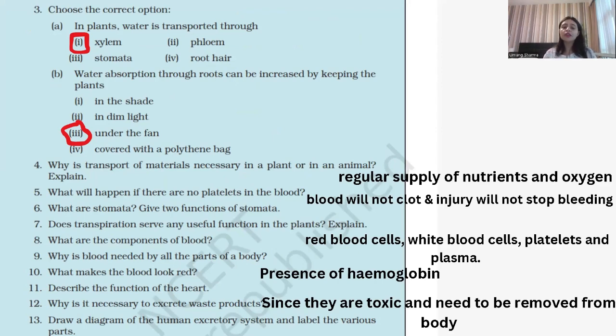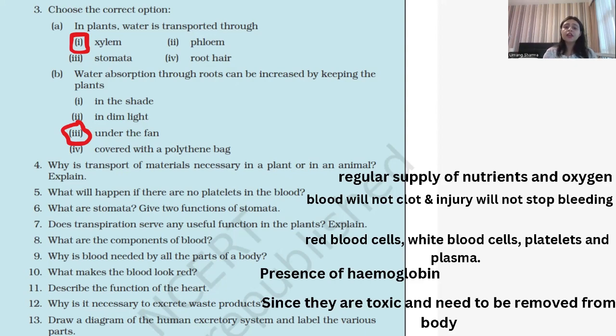Why is transport of material necessary in plants or in animals? Explain. Because of the regular supply of nutrients and oxygen. What will happen if there are no platelets in the blood? Blood will not clot. The blood will keep flowing if you get hurt. What are stomata? Give two functions of stomata. I have already told you that these are the green pigments which are present in the leaf, and they help in photosynthesis, that is, in the production of food.